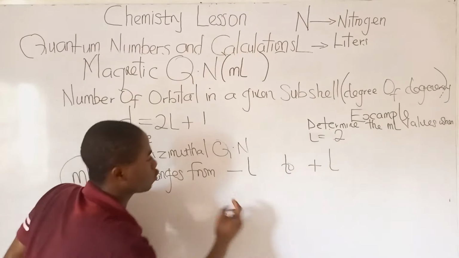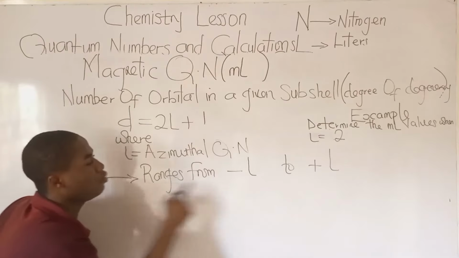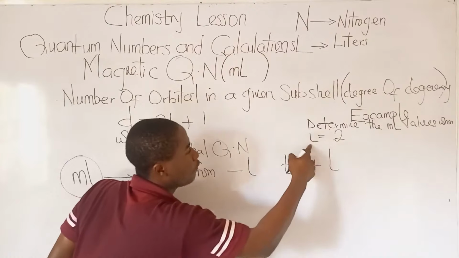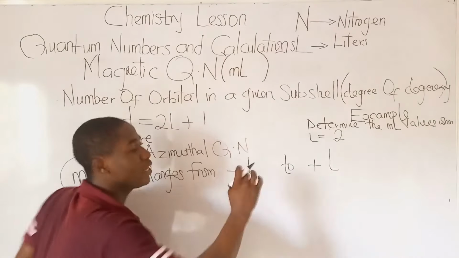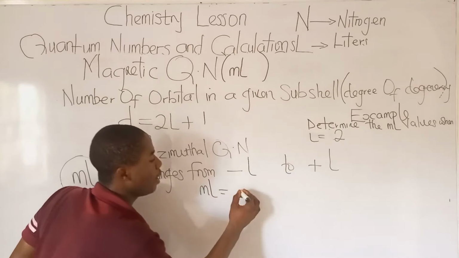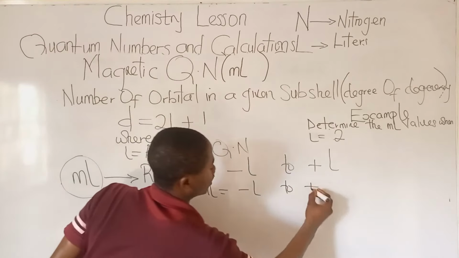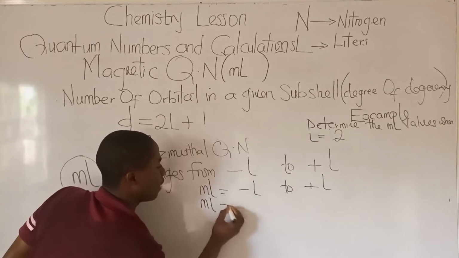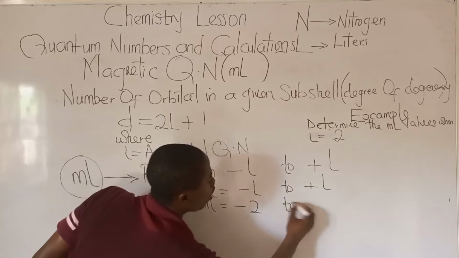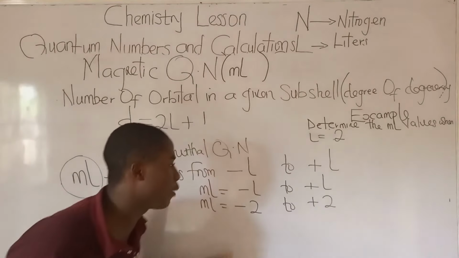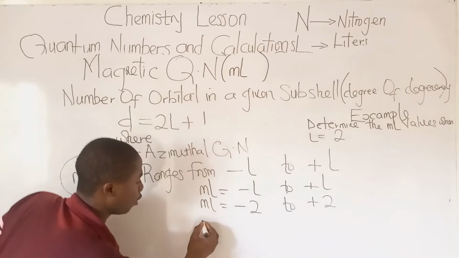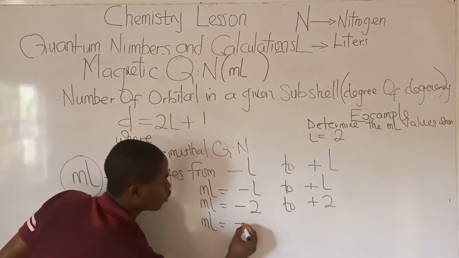So let's walk through this question. Now, remember I said that ML ranges from what? Minus L to plus L. So with all this said, let's solve. What was the L value given in the question? 2. So how do we get our ML value? We now say ML, which we already know to range from minus L to plus L, will be equal to, I mean, L value? 2. So we are saying minus 2 to plus 2. And we already know that we have numbers from minus 2 to plus 2. And what are the numbers? Okay, let's walk through them now. Minus 2.